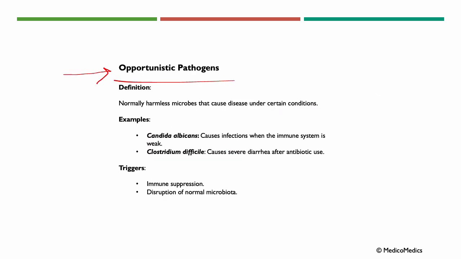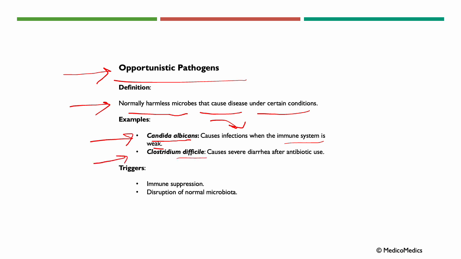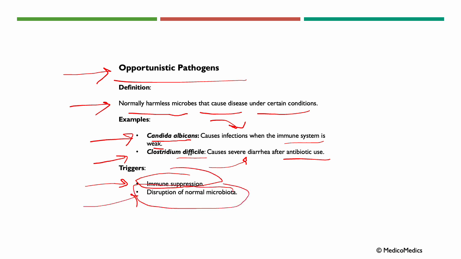Now, let's mention opportunistic pathogens. These are normally harmless microbes that may then cause disease under certain conditions. Examples could be Candida albicans. It causes infections when the immune system is weak. Or Clostridium difficile causes severe diarrhea after antibiotic use. So the triggers here could be immune suppression or disruption of normal microbiota, for example, caused by the use of antibiotics.